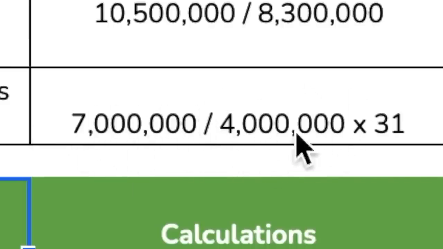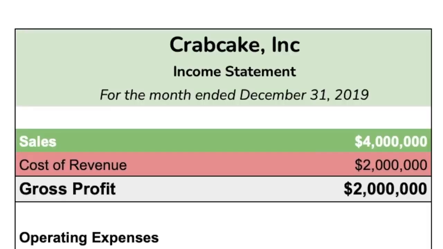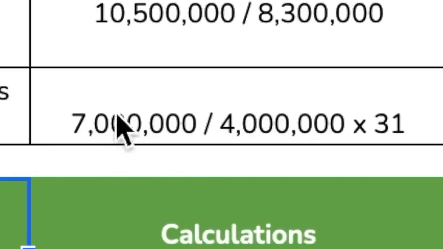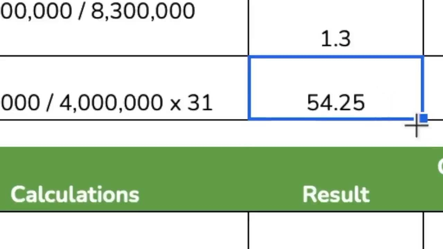divided by credit sales, $4 million, which we can see here in the balance sheet, or in the income statement rather. If we switch over to the income statement, we have sales of $4 million. So we take that number and we plug it here. So we have 7 million AR divided by credit sales, $4 million, times 31 days. This happens to be a month with 31 days. Then that gives us a result of 54 days.